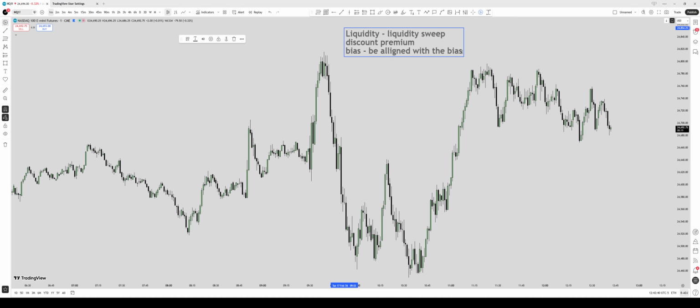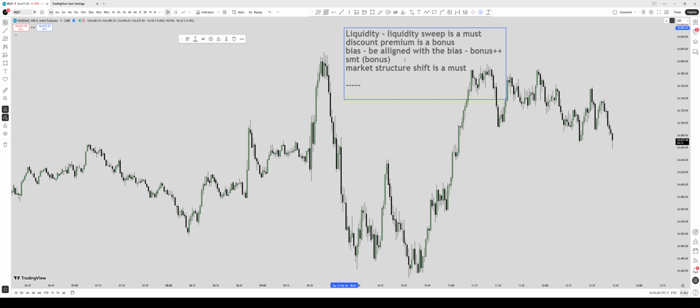All right, and then maybe SMT, which is a bonus, right? But of these, liquidity sweep is a must. All right, discount and premium is a bonus as well. Bias is a bonus plus. All right, SMT is a bonus. Market structure shift, all right, is a must.